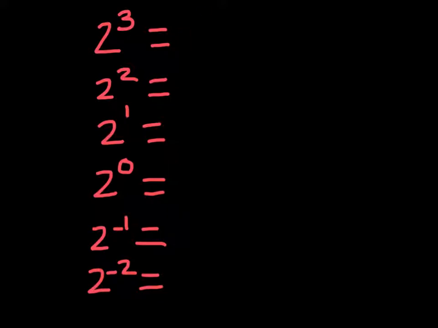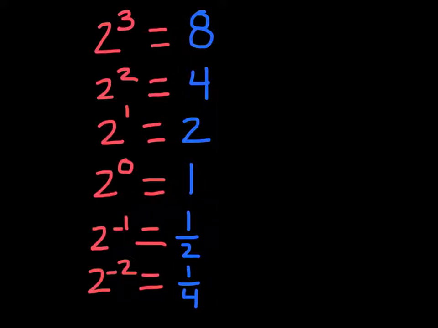2 cubed is equal to 8. 2 squared is equal to 4, or half the value. 2 to the first power is 2, or half the value of 4. 2 raised to 0 is going to be half of the exponent above it. So, believe it or not, it will be 1. 2 to the negative 1 will be half of 1, or 1/2. 2 to the negative 2 will be half of 1/2, or 1/4.